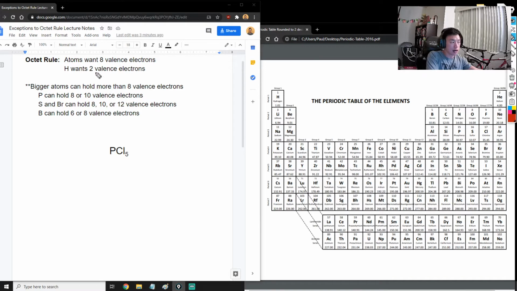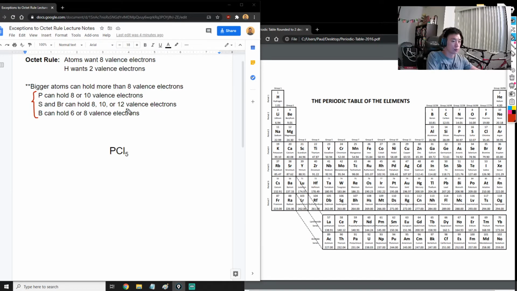Now, just like how hydrogen can only hold 2 electrons because it's so small, there are some atoms that are big. And big atoms are able to hold more than 8 valence electrons. It doesn't mean they have to, but they can. We're going to talk about a couple of those exceptions. You might want to write this down in your notes because it'll be very helpful today and as we go through this unit. There are a couple of elements that have the potential to hold more than 8 valence electrons.